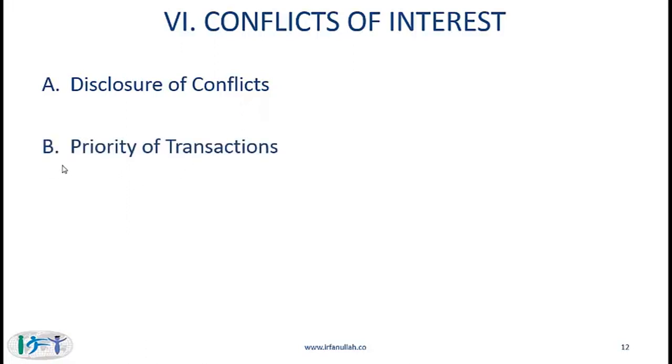6B is priority of transactions. When you execute investment transactions for your clients or for your employers, these must have priority over the investment transactions that you execute for yourself or for someone who is closely related to you. 6C, referral fees. You must disclose to your employers, clients, and prospective clients any compensation, consideration, or benefit received from or paid to others for the recommendation of products or services.